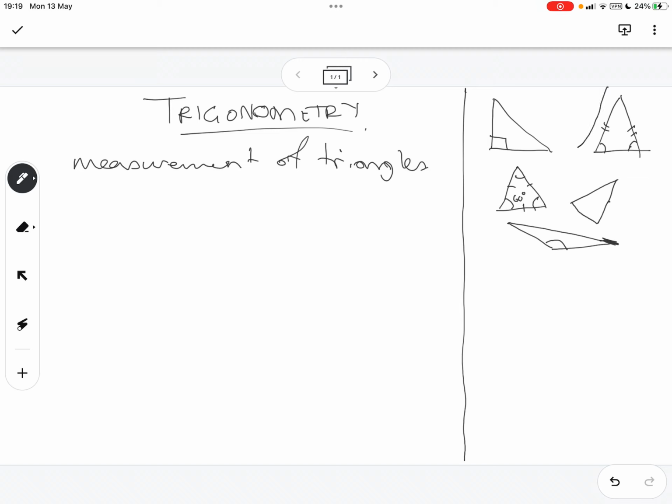Yeah, so these ones that are not right angled, we're going to use the sine rule and cosine rule, okay? And you'll see when we do those.